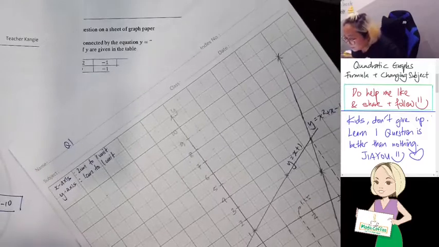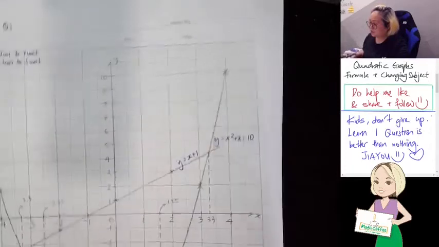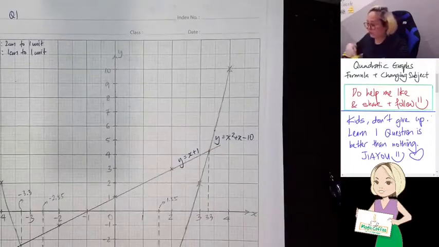For EMath, you can always double check your answer using dy dx. No, nothing to do with dy dx now because you are not trying to find gradient.